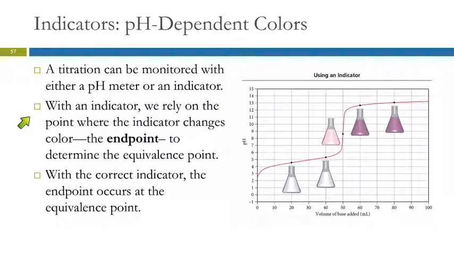So with the indicator, we're looking at the color change. And that point where the color changes is called the end point. That's the end of the titration. We would like the end point to be the same as the equivalence point. The equivalence point is where you've got a stoichiometric amount of sodium hydroxide added.